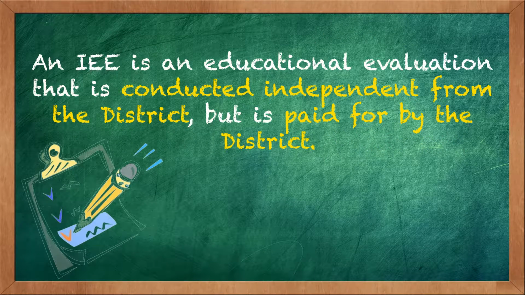An IEE is an educational evaluation that is conducted independent from the district, but is paid for by the district. Like any other evaluation conducted by the district, an IEE becomes part of the information that an IEP team will use to determine special education eligibility and services. In theory, an IEE should be no different than a district evaluation because all evaluations should meet the same requirements we discussed earlier in this chapter. However, in practice, IEEs may give parents valuable information from a third party that may not be available at the district level due to staffing, resources, or other reasons.